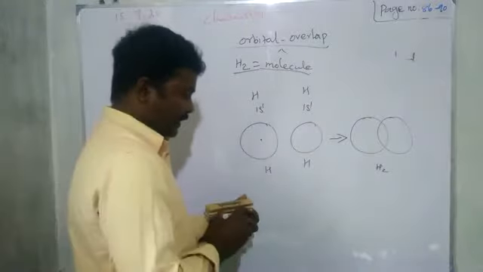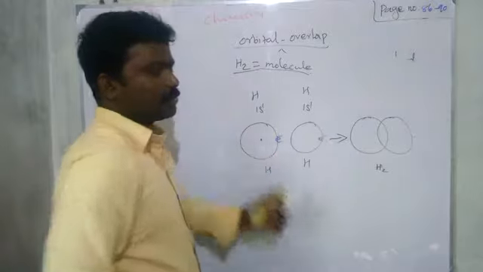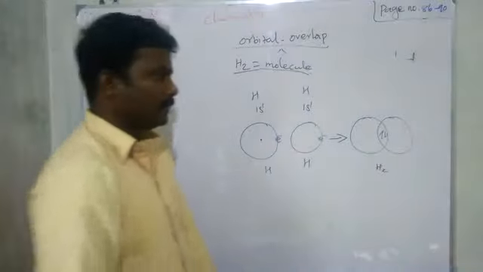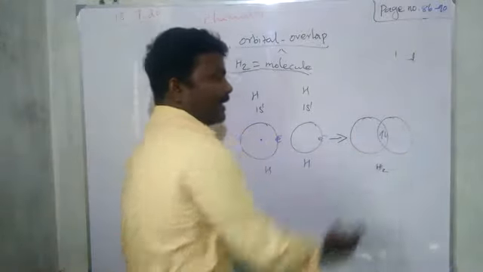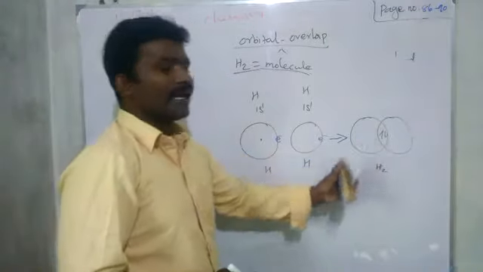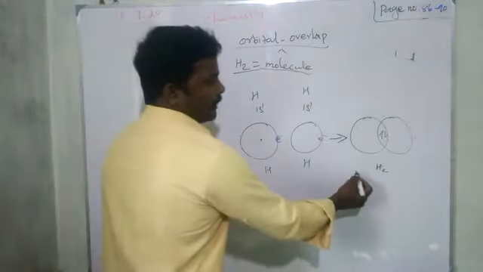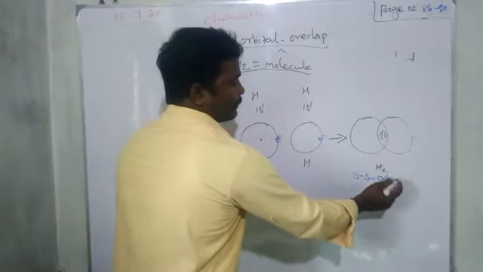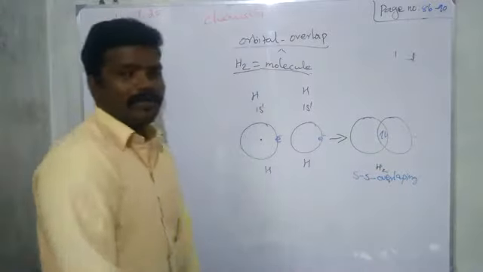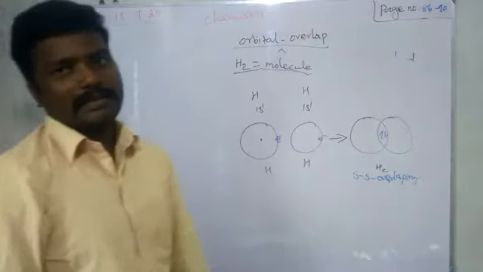Now look at the board carefully. Each has one electron. These two electrons will occupy the overlapped region, with opposite spin, right? They are not present on either side. Instead, in between, this is called the overlapped region. In that region, the electrons will be occupied. This is called s-s overlapping. Why is this called s-s overlapping? Listen, an s orbital overlaps with another s orbital.